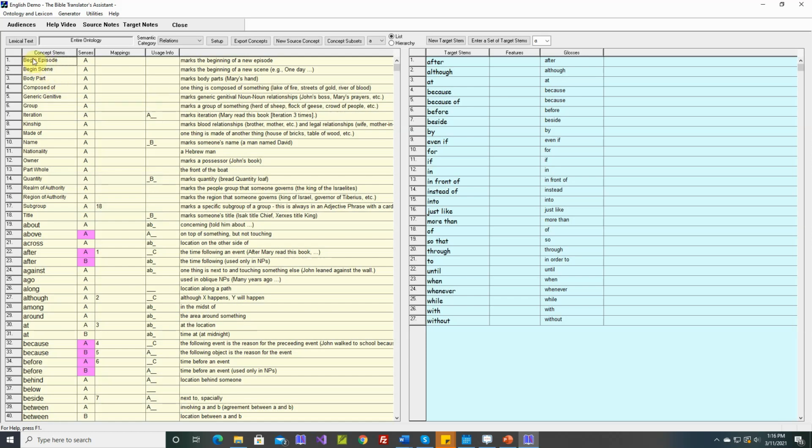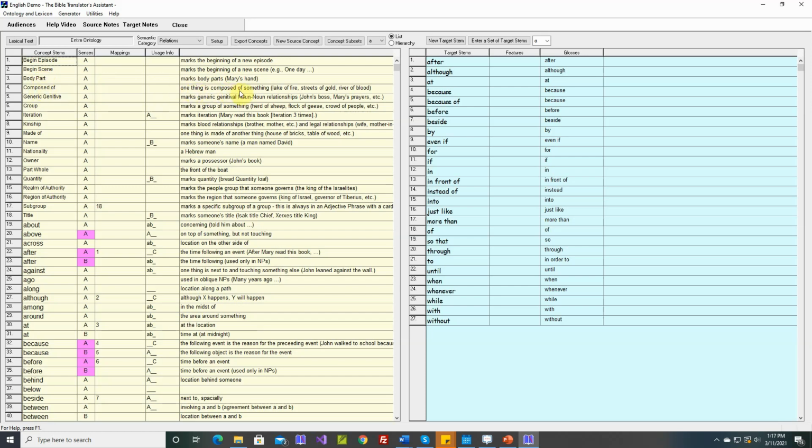Okay, these first two mark the beginning of an episode in a scene. We'll talk about those in a subsequent video. This is the first noun-noun relationship marker, body part. This is used whenever there's a noun like hand, and it's modified by another noun, in this case Mary. So Mary's hand. Hand is the head noun, Mary is the modifying noun, and in our source text that relationship will be marked with this marker, body part. I'll show it to you in a minute.